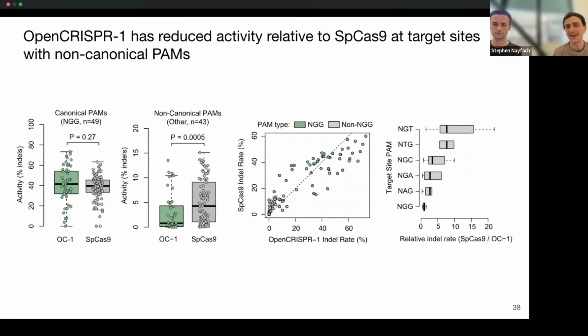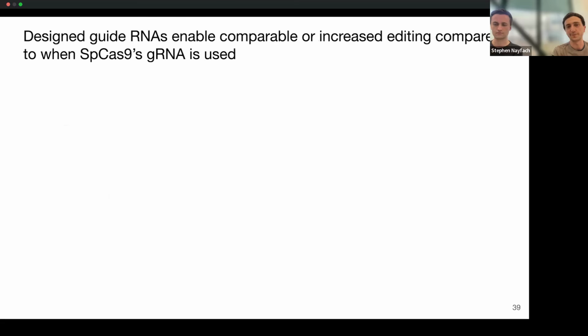And what we can see, again, is that for several of these non-canonical PAMs, for which we wouldn't expect editing, and really where we don't want there to be high editing, SP-Cas9 has in some cases orders of magnitude higher editing. And so again, this analysis underscores the result that OpenCRISPR-1 seems to have comparable activity to SP-Cas9, but markedly improved off-targets.